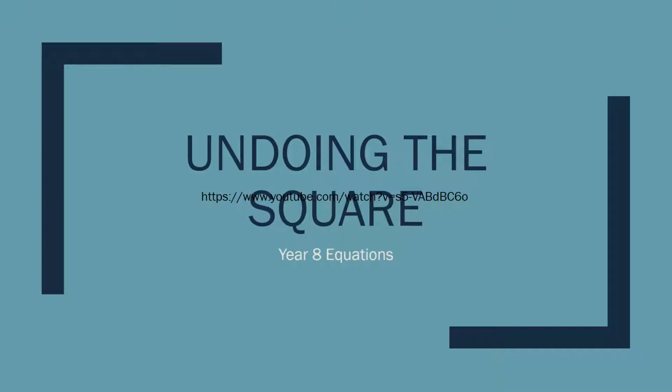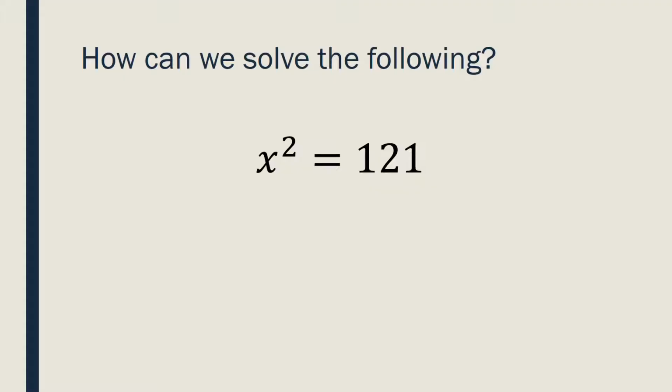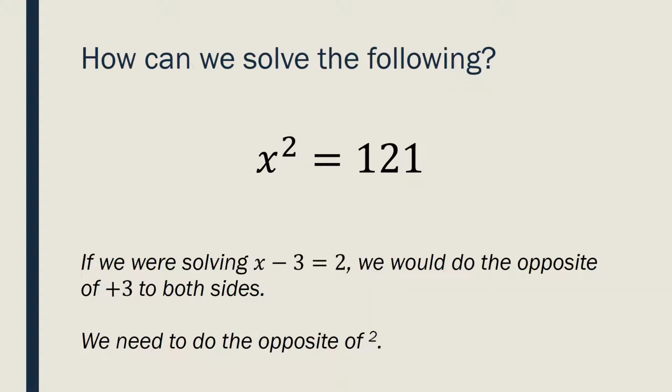In this lesson, we're going to look at how we can undo or remove a square. So when we have x squared, how can we work out what x is going to equal? The sort of question we're dealing with is one like this. So here we have x squared. We want to just end up with x equals something, and we need to work out how we're going to get there.